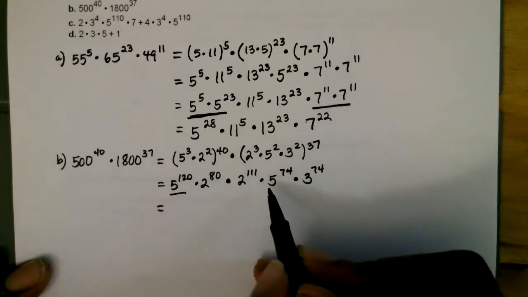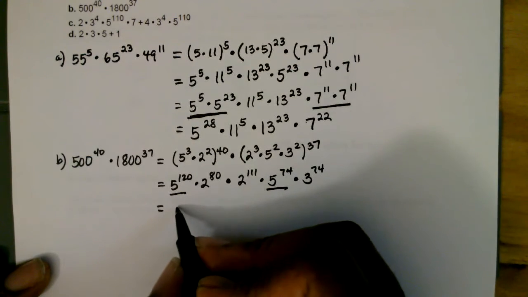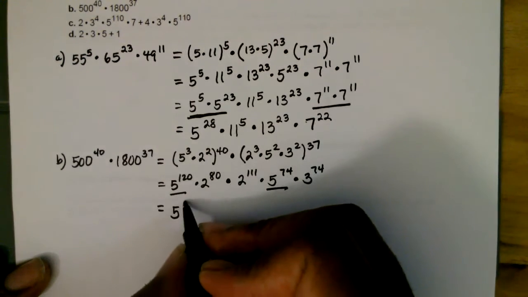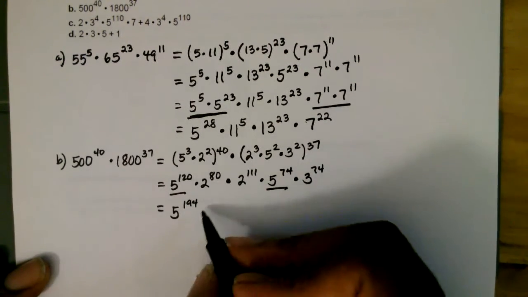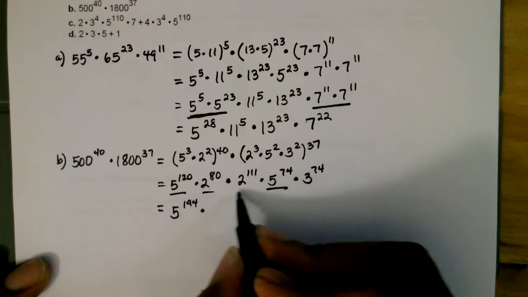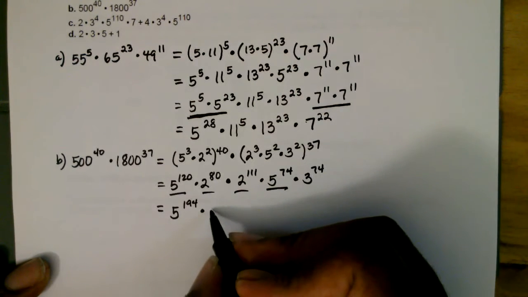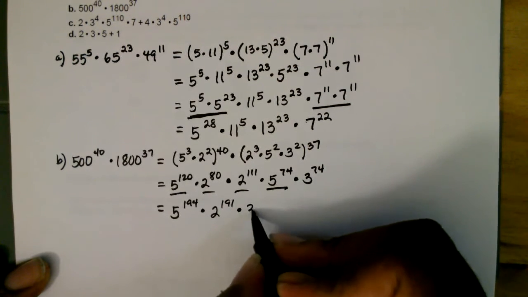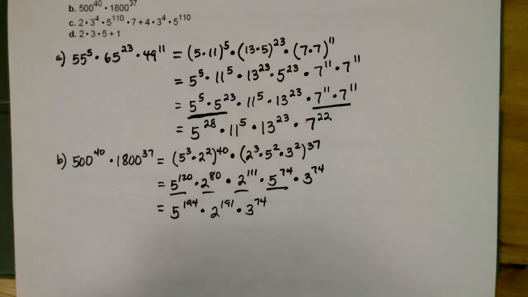So dealing with the 5 to the 120 and 5 to the 74, bring the 5 down and add 120 and 74 together, you'll get 194. So it'd be 5 to the 194th power times 2 to the 80th times 2 to the 111. That'd be 2 to the 191, and then times 3 to the 74th power. So that's how you do part B.